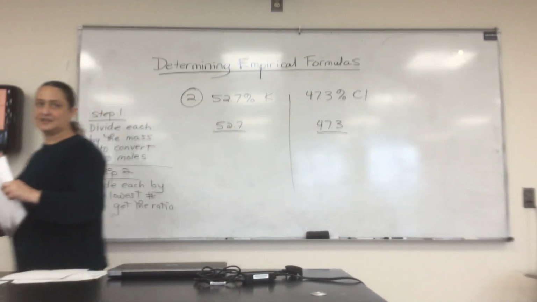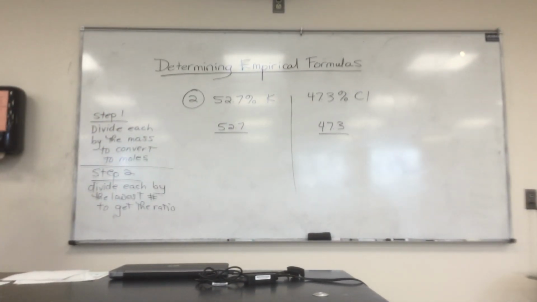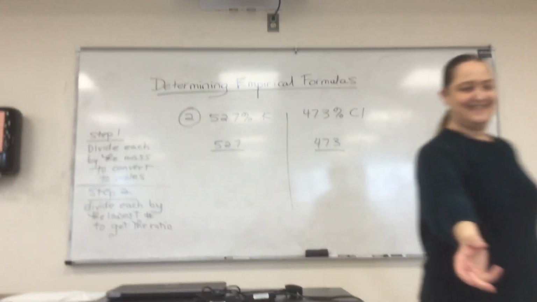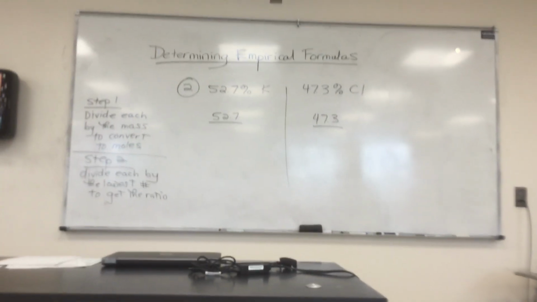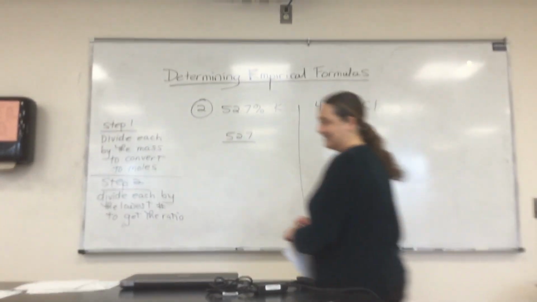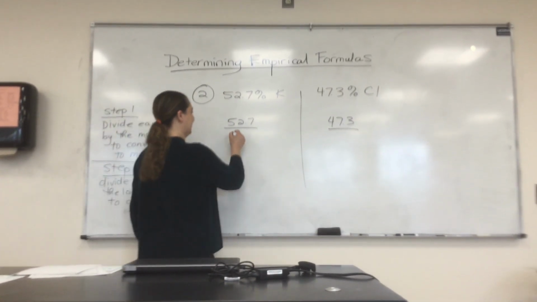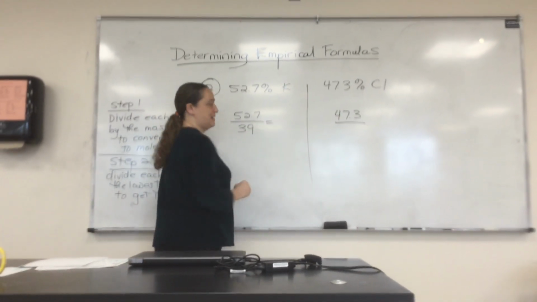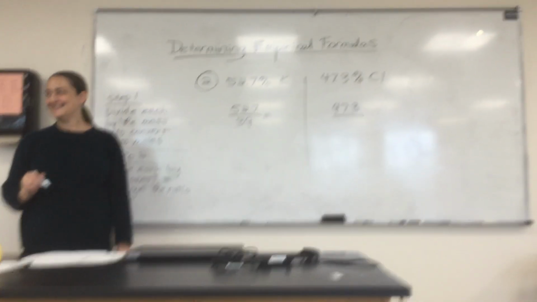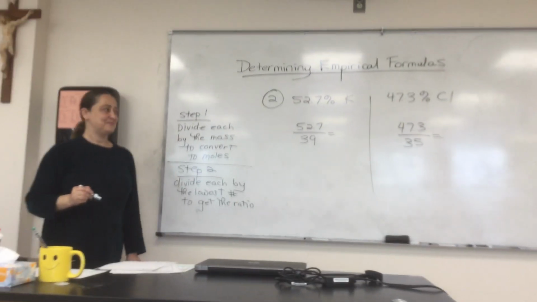Okay, so mass of potassium. 39, very good. Okay. How about the mass of chlorine? 35. Yep. Okay, Sean, can you get these two answers? Yep.